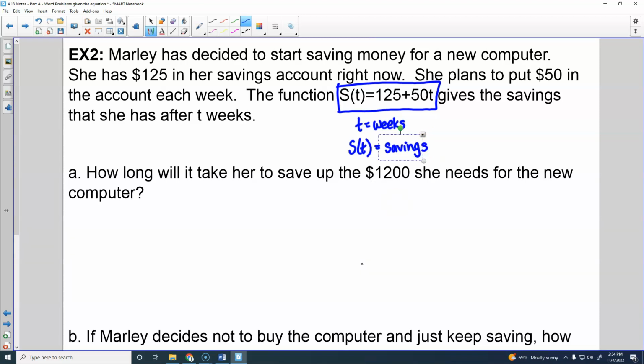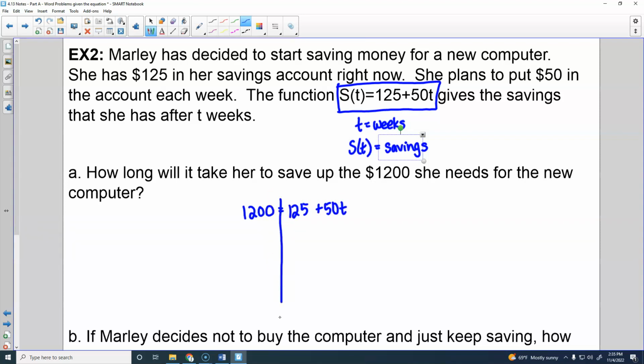All right, so for part A, that 1,200 needs to be plugged into that equation. Where does it go? At the front, right? It's S of T. It is not T. T stands for weeks, 1,200 weeks. That's kind of ridiculous for this particular situation. And it's not weeks, it's dollars, right? So we got 1,200 equals 125 plus 50T.